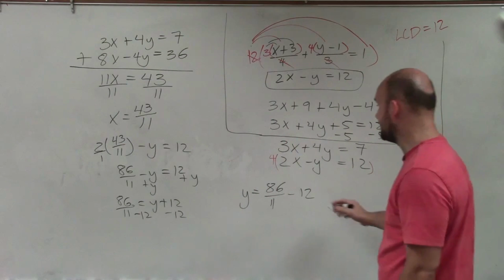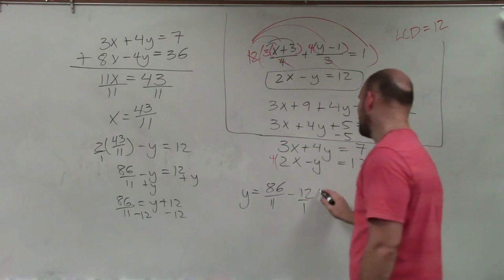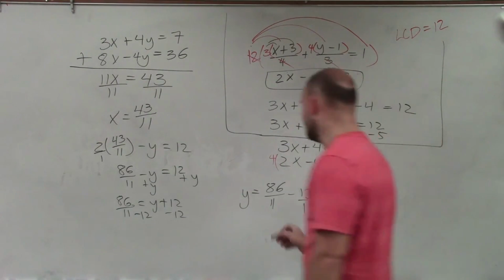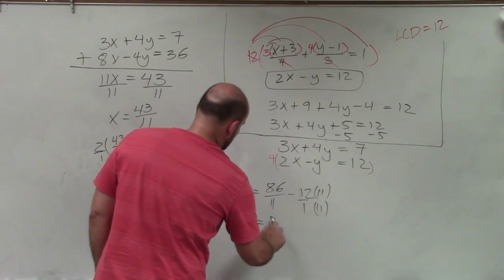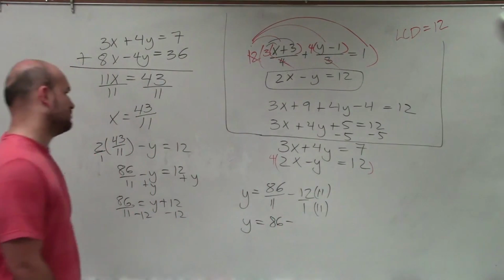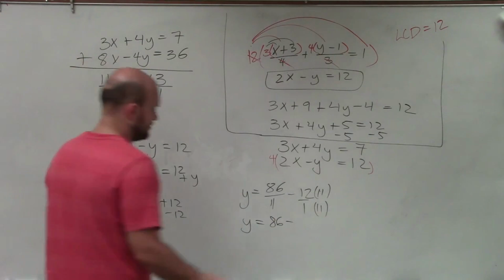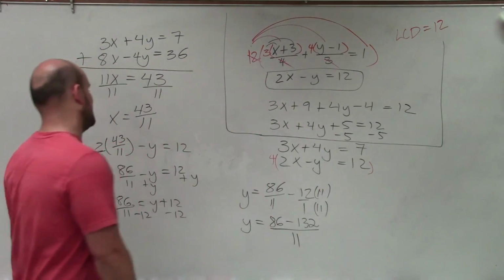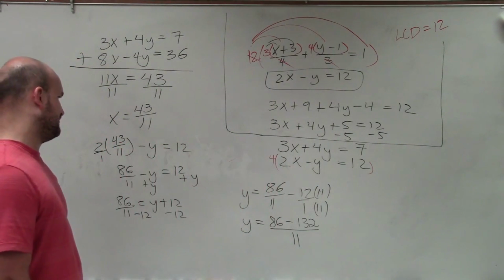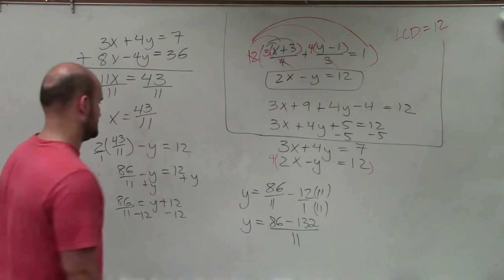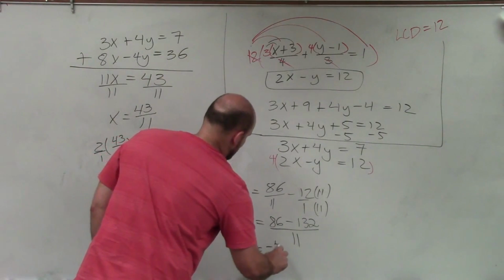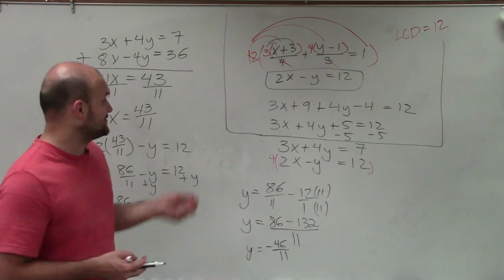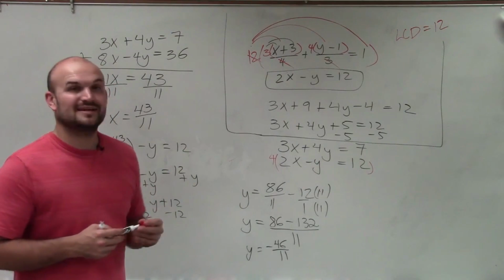Now again, I still want to get them to have the common denominator, so I'll multiply by 11 over 11. And therefore, I have y equals 86 minus 12 times 11, which is 132. And then 86 minus 132 would be negative 46. So y equals negative 46 over 11. So there you go, ladies and gentlemen, a little bit of fraction practice to help you solve using elimination. Thanks.